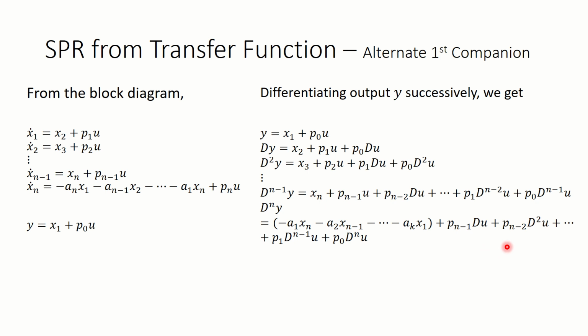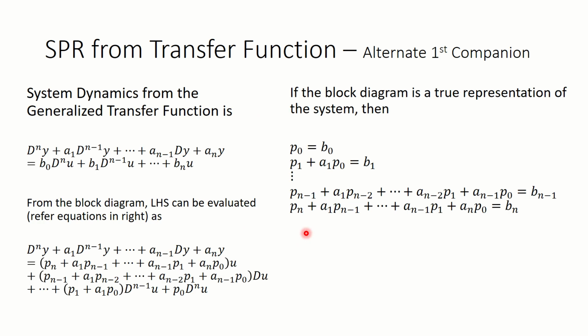So what we have now, we have the expression for all the different orders of derivatives of y. We have y, we have dy, we have till dny. So where will we use this? We already have the transfer function. We know the system dynamics from the generalized transfer function. We can do that, right? We can take the denominator this side and the numerator that side.